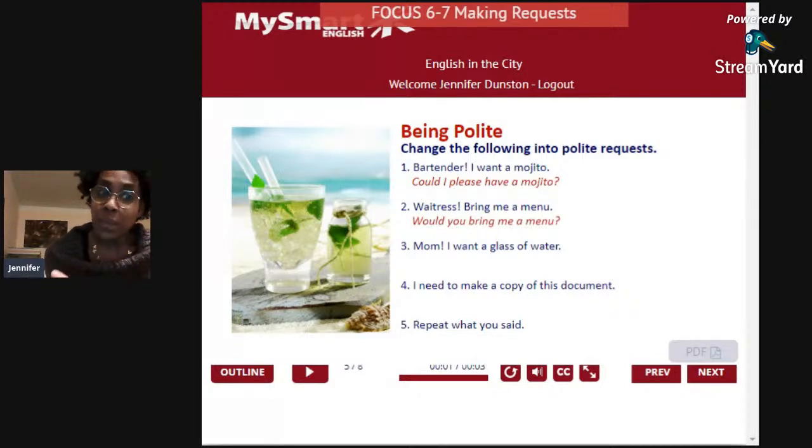Now, there are several ways of making requests. So could you bring me a menu? Would you bring me a menu? Please. These are all wonderful ways of making a request. Mom! Ooh, when they talk to me that way, it makes me so angry. Mom, I want a glass of water. Mom, I'm hungry. Mom, what's for dinner?